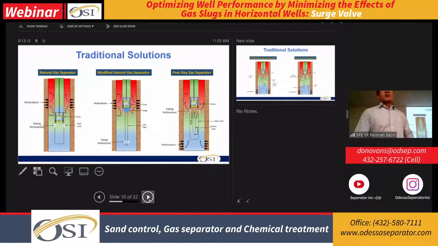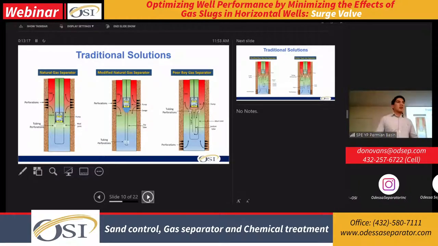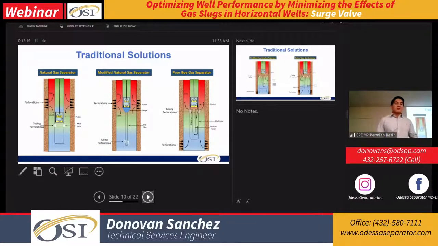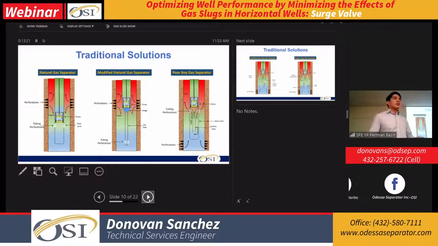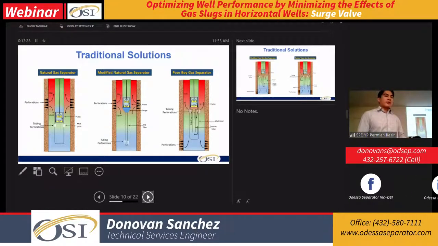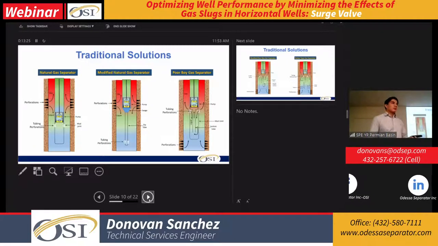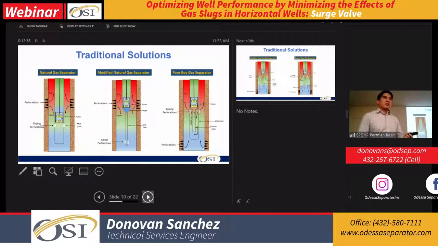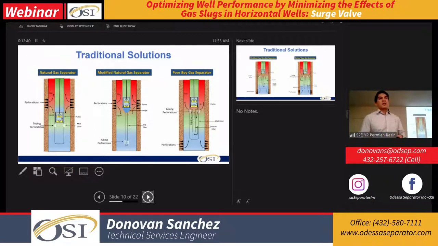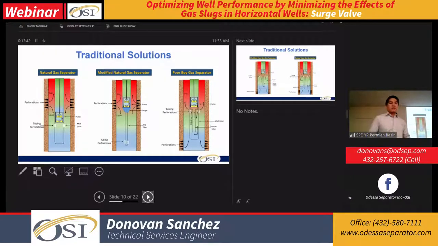So what are the traditional solutions right now that we've seen on the market? These are the solutions that have been on the market for years and years. First off, you have a natural gas separator. This is what I was just mentioning a minute ago, which is putting your pump below your perforations. So you just have that natural gas separation from gravity itself and fluid traveling downwards. And below your pump, you can just use tubing that's perforated and the fluid will go in there and the gas will travel upwards.